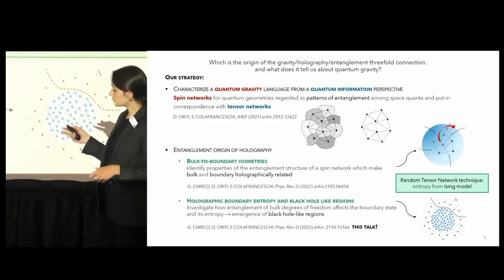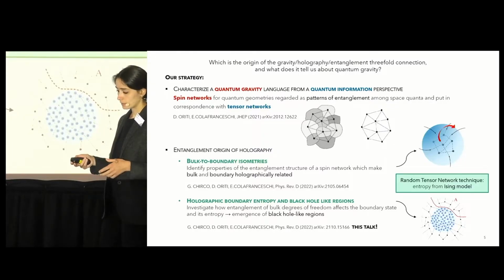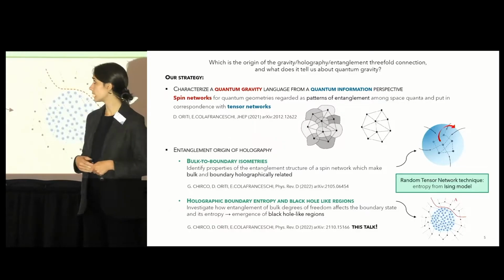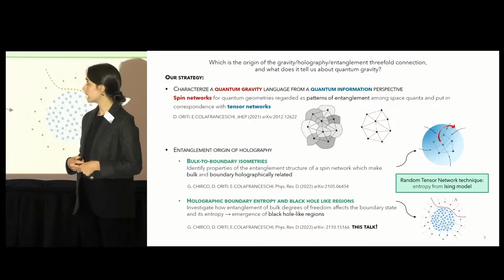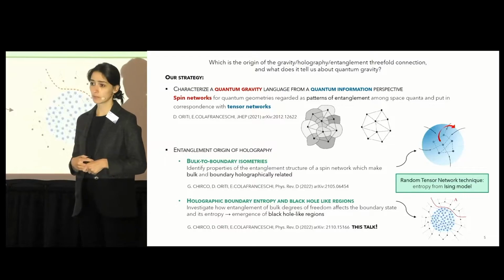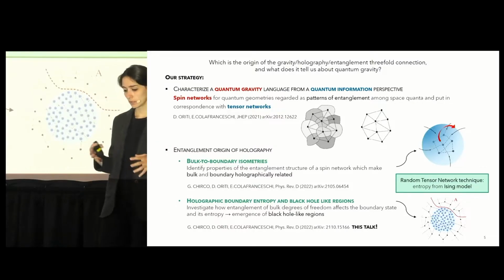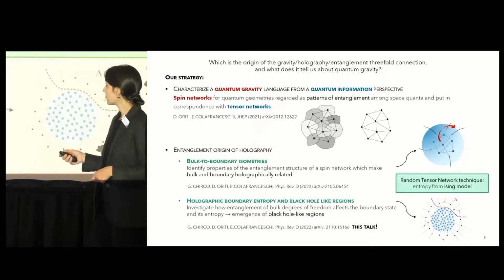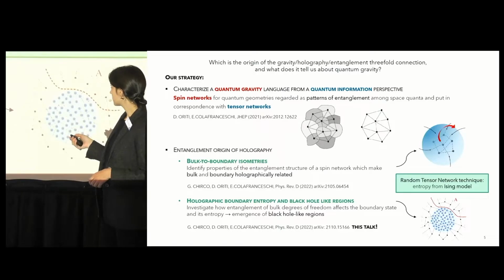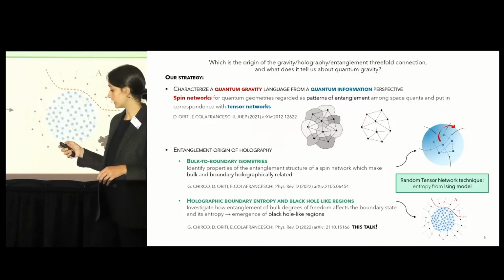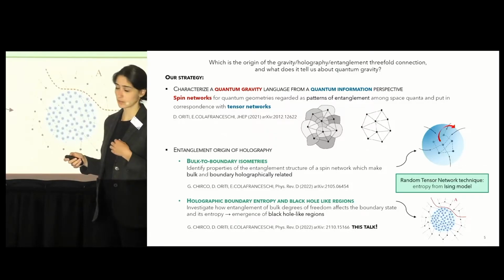And so we characterize these spin network states, which are kinematical states of several quantum gravity approaches. They are mainly known to be the kinematical states of loop quantum gravity, but they also enter spin-foam models, which is the covariant counterpart of loop quantum gravity, and group field theory, which is a sort of second quantization of loop quantum gravity. So we characterize these spin network states in terms of patterns of entanglement among the space quanta, and we put them in correspondence with tensor networks.